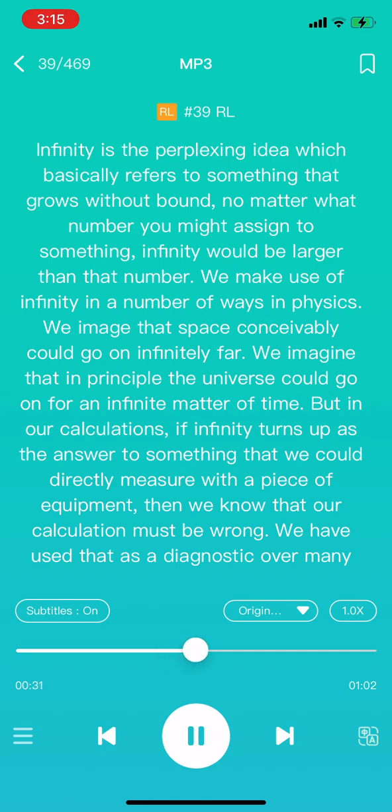But in our calculations, if infinity turns up as the answer to something that we could directly measure with a piece of equipment, then we know that our calculation must be wrong. And we have used that as a diagnostic over many decades to tell us: if you find infinity popping out of your equations for something you can measure, you better go back. Think about those equations, modify them in some way in order to get a finite answer, as that's the only kind of answer that we could ever directly measure.